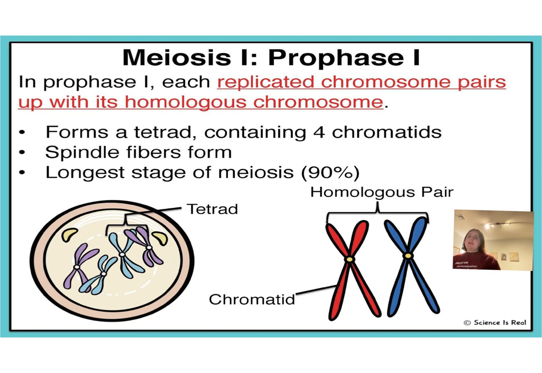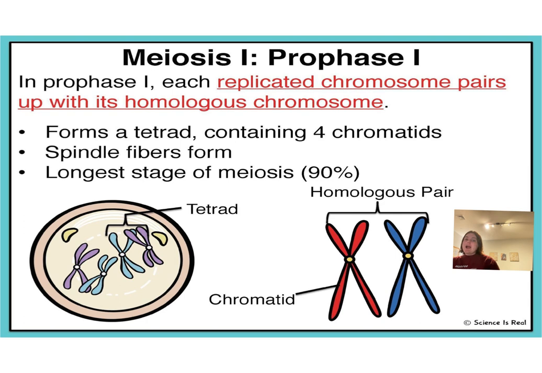So in prophase 1, each replicated chromosome pairs up with its homologous chromosome. We've covered homologous chromosomes already. They are like matching chromosomes basically. This forms a tetrad, containing 4 chromatids. We know that half of a chromosome is a chromatid. Spindle fibers form, and it's the longest stage of meiosis. It is 90% of meiosis.